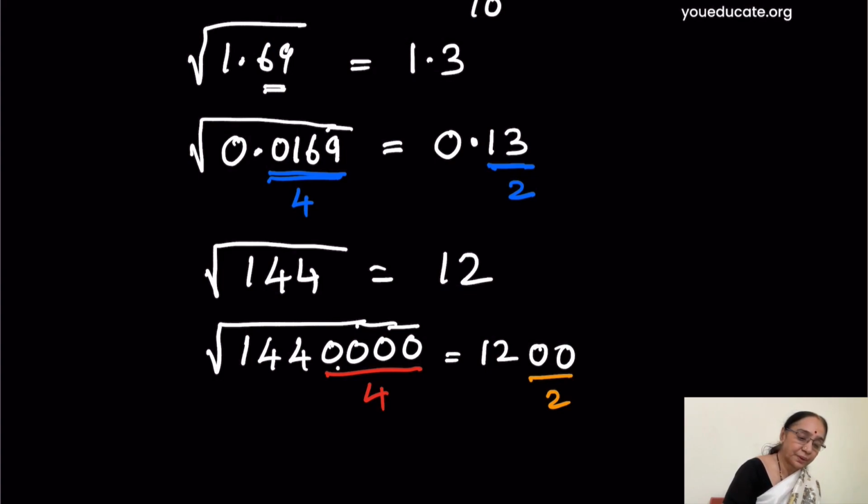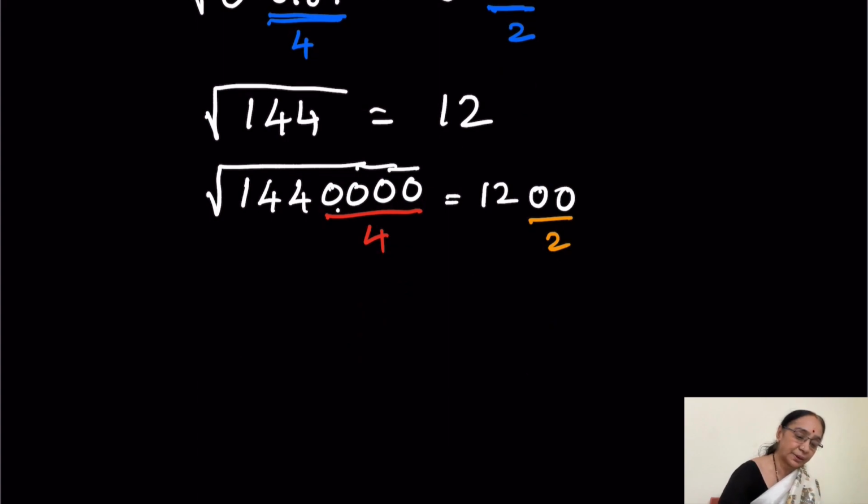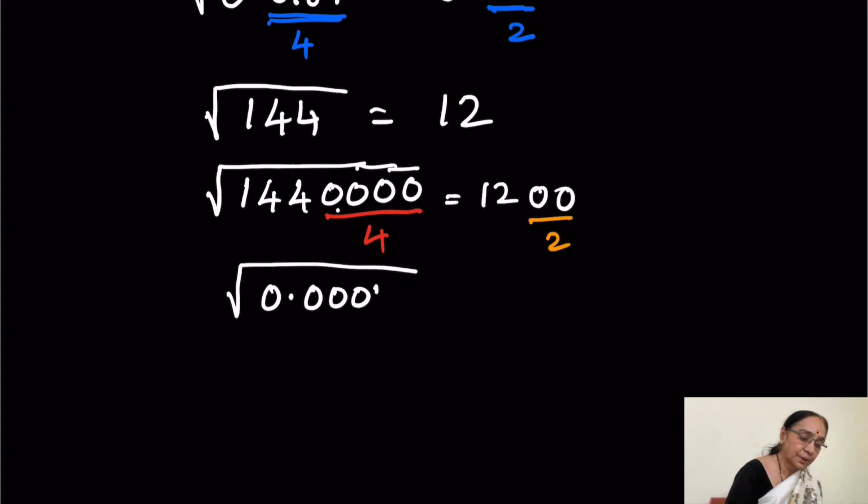So the number of zeros after a square number reduces to half the number of zeros in the square root. So these are shortcuts which you can always use to hasten your calculations. So now, 0.000144. This is a decimal, and there are 6 digits after the decimal point, and the square root will have 3, so it will be 0.012.